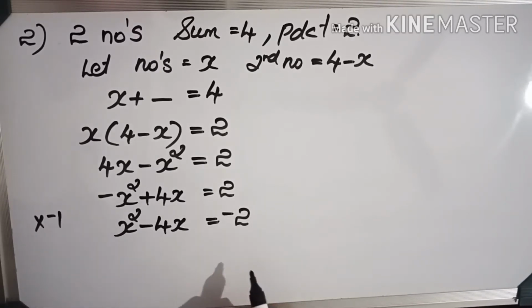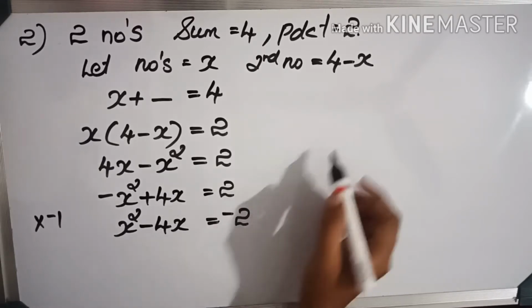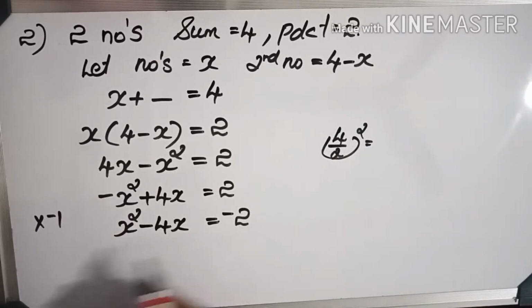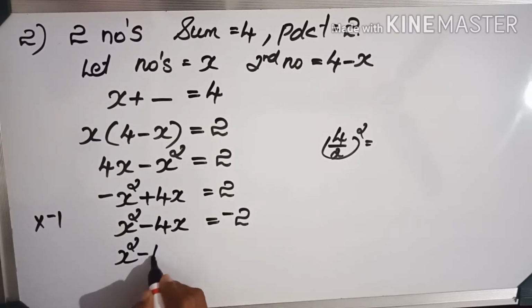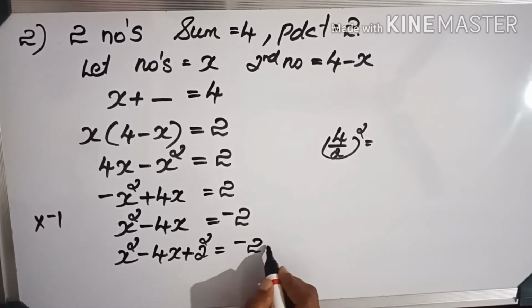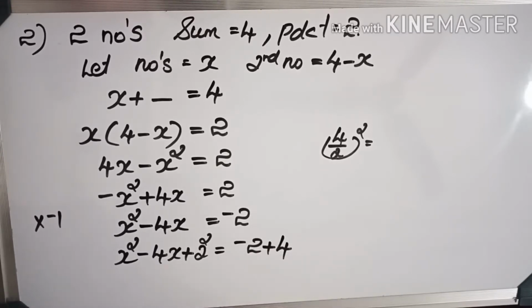Now, in order to apply the completing the square method, the coefficient of x is 4 here. So 4 by 2 whole square. 4 by 2 is 2, so we will add 2 square. So x square minus 4x plus 2 square equal to minus 2 plus 2 square, which is 4. Here the sign is negative, so we write it as minus. So (x minus 2) the whole square equal to minus 2 plus 4, that is 2. So we got (x minus 2) the whole square equal to 2.